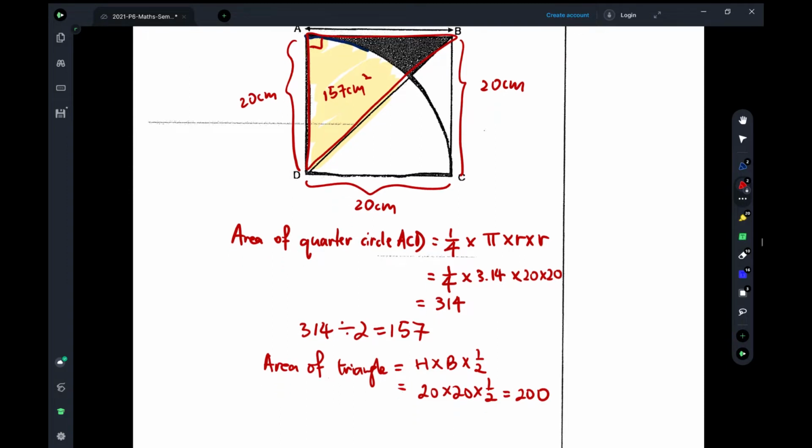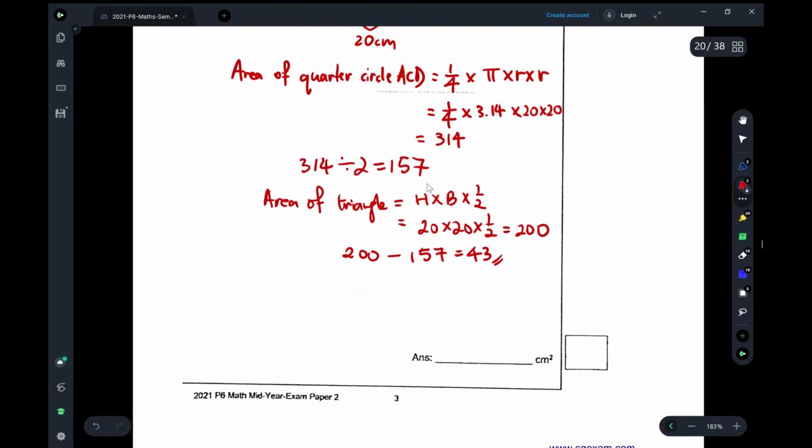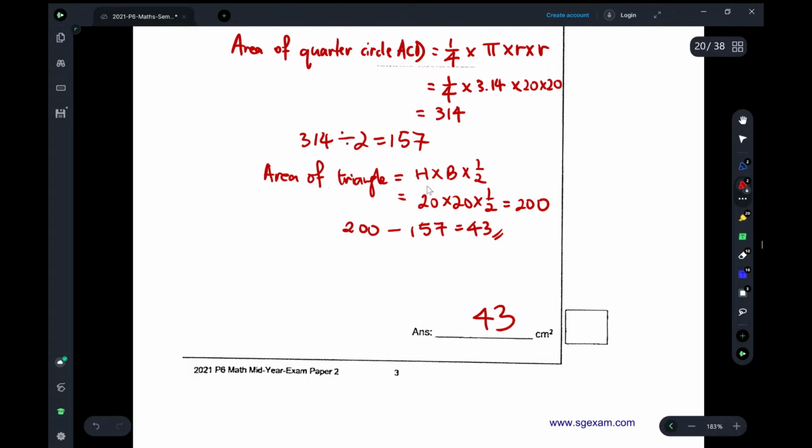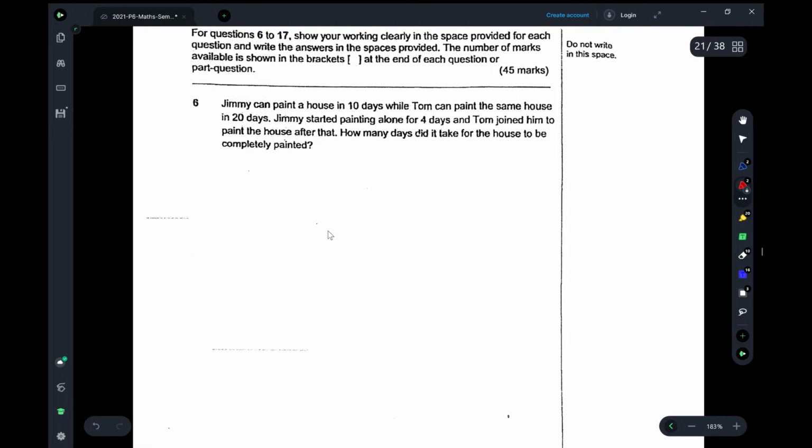So all I need to do to find the shaded part is to use 200 minus 157. That's 43. Okay, 43 cm squared. Let's move on to the next question.